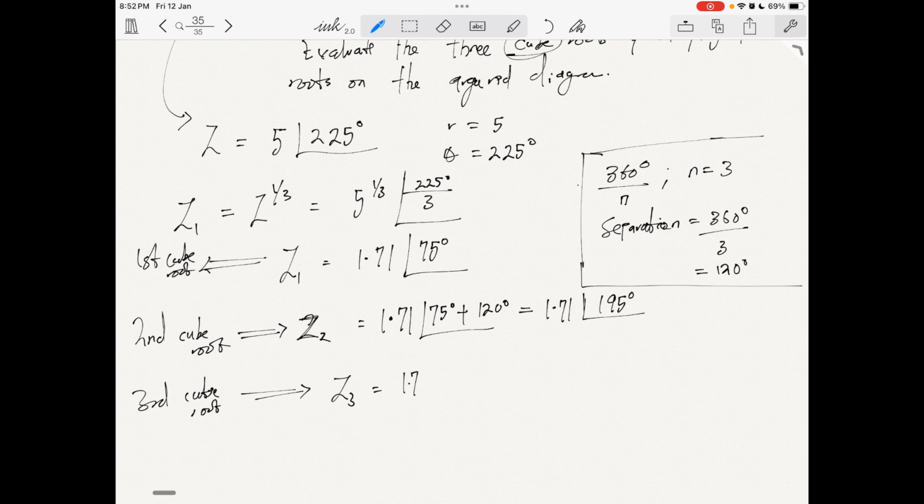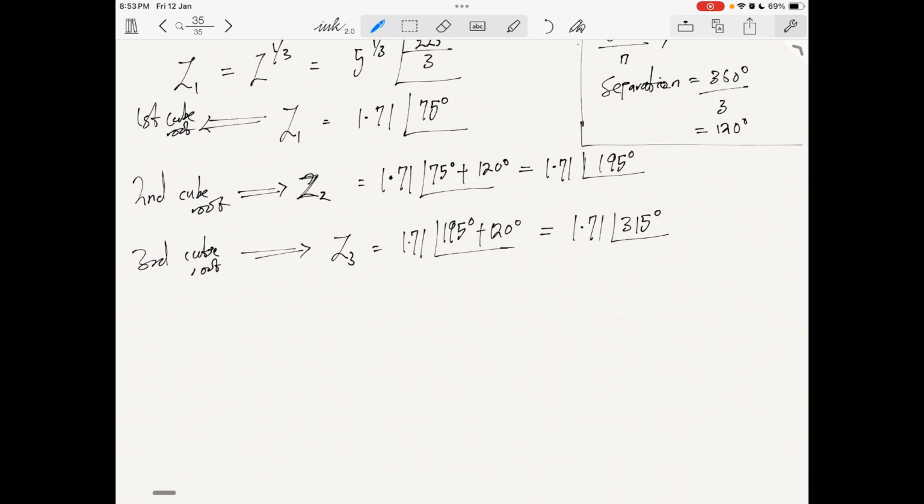And if the third cube root is separated from the second cube root by 120 degrees, then the third cube root Z3 will be 1.71 argument 195 degrees, taking this plus 120 degrees. Now this will give us 1.71 argument 315 degrees. Now we have the three cube roots. Z1 is equal to 1.71 argument 75 degrees, Z2 is 1.71 argument 195 degrees, and Z3 is 1.71 argument 315 degrees.